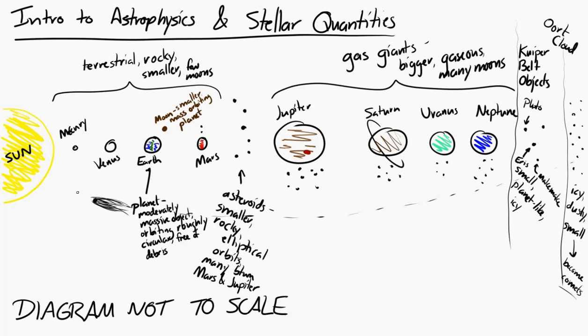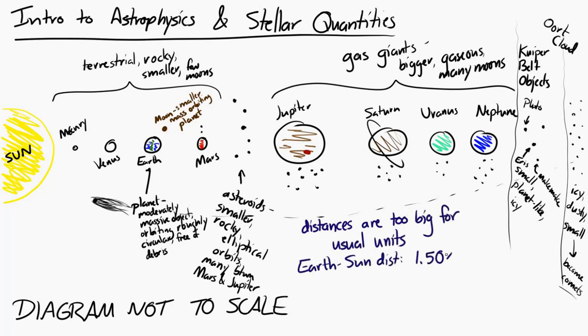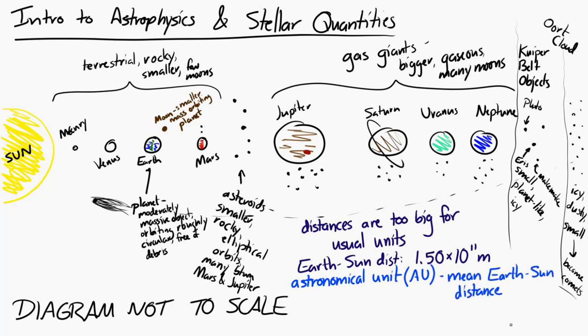Now, when we deal with the solar system, it is often awkward to deal with normal units like meters. For instance, the distance between the Sun and the Earth is 1.50 times 10 to the 11 meters. It's cumbersome to use those big numbers. So what solar system scientists often do is use something called an astronomical unit, an AU. The AU is defined as the mean distance between the Earth and the Sun. So, like I said before, that distance is 1.50 times 10 to the 11 meters. This is given in your data booklet.